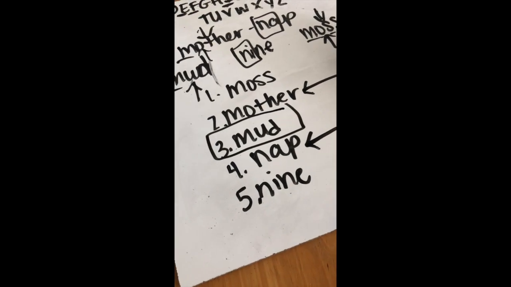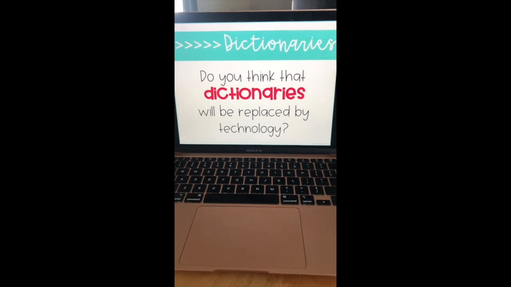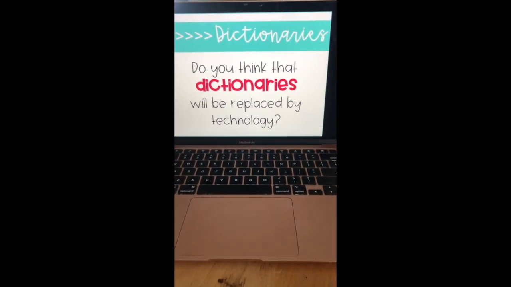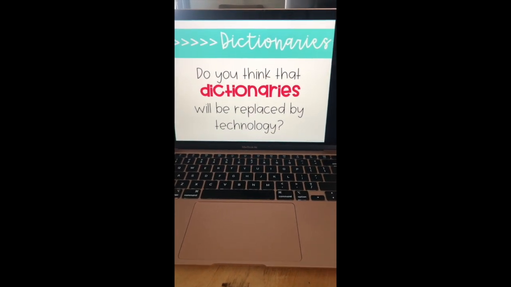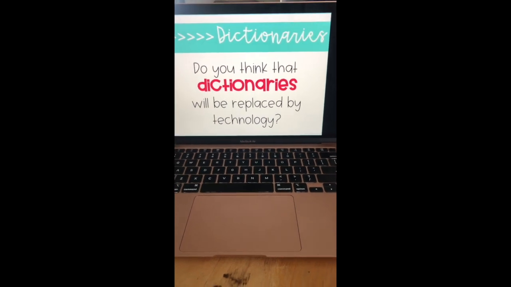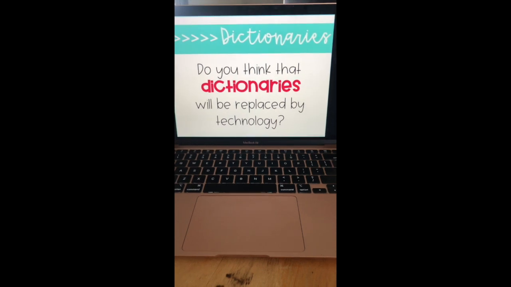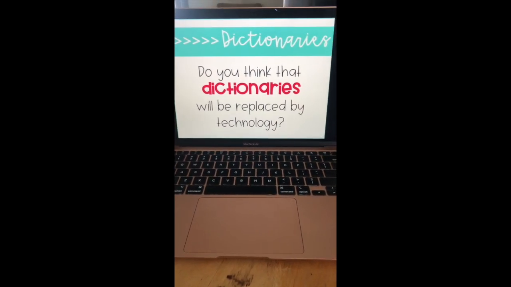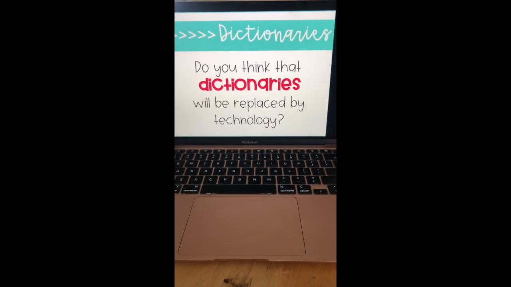Good job. The thing I want us to think about is, do you think that dictionaries will be replaced by technology, meaning that we won't use actual books that are dictionaries? Instead, we'll just use our phone. If you feel like they are going to get replaced, give me an animal sound right now. If you don't think that they're replaced, give me a silent sound. And be prepared to talk about this when we meet for reading. I want to know, do you think that dictionaries will be replaced by technology?